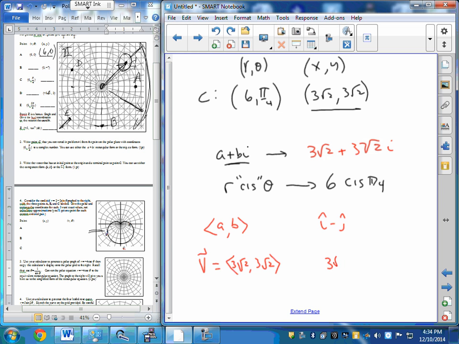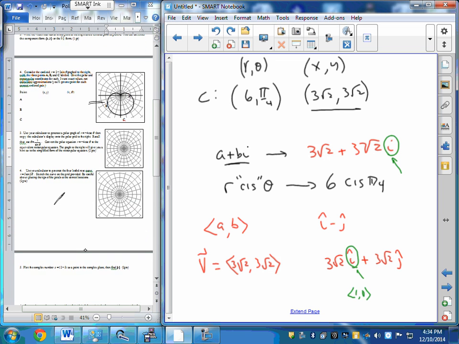Or if you want, you can do 3 square roots of 2 times the little unit vector i, and 3 square roots of 2 times the unit vector j. And again, the caution, of course, is this unit vector has absolutely nothing to do with that. This is the imaginary number. This is the little unit vector 1, 0. Okay, so that's the first page.